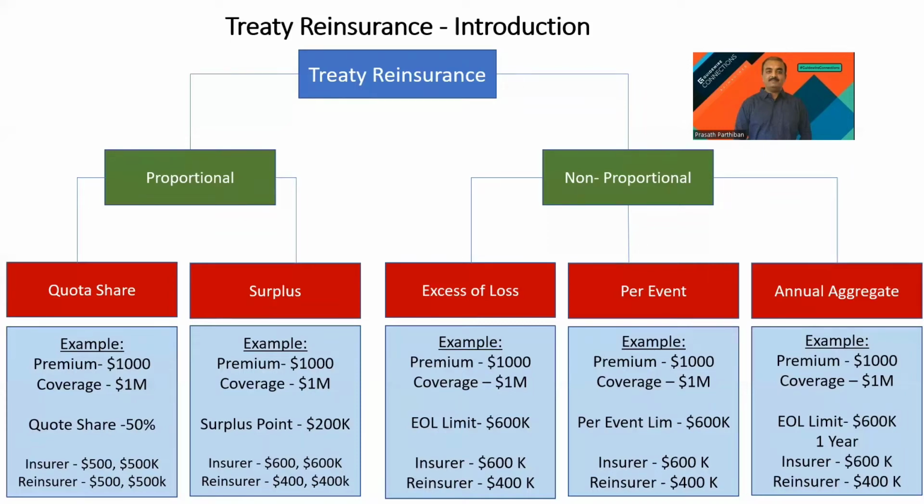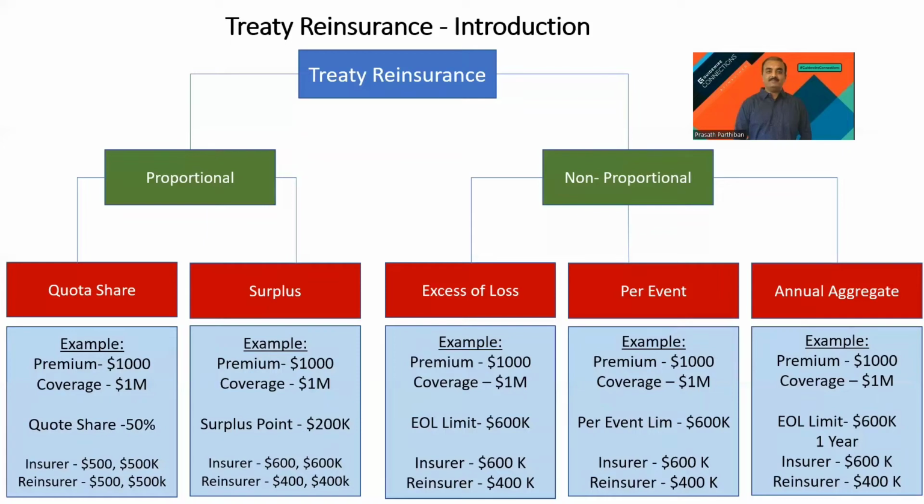The second way is surplus. In case of surplus, this kind of proportional methodology will work only after a certain point. In this example, the premium is $1,000 and the coverage is 1 million. Until I reach the amount defined here, in this example 200K, that 200K will be entirely owned by the insurance company. Anything after that will be shared equally among the insurance company and the reinsurance company. In this case, after 200K, the coverage left is 800K. For the 200K, the premium is $200, which will be taken by the insurance company. And the remaining $800 premium will be shared equally among the insurance company and the reinsurance company. That's what you're seeing in this example. So the 200 plus the equal share of 400 comes to $600 premium, which is taken by the insurance company. And the reinsurance company will have a premium of 400.